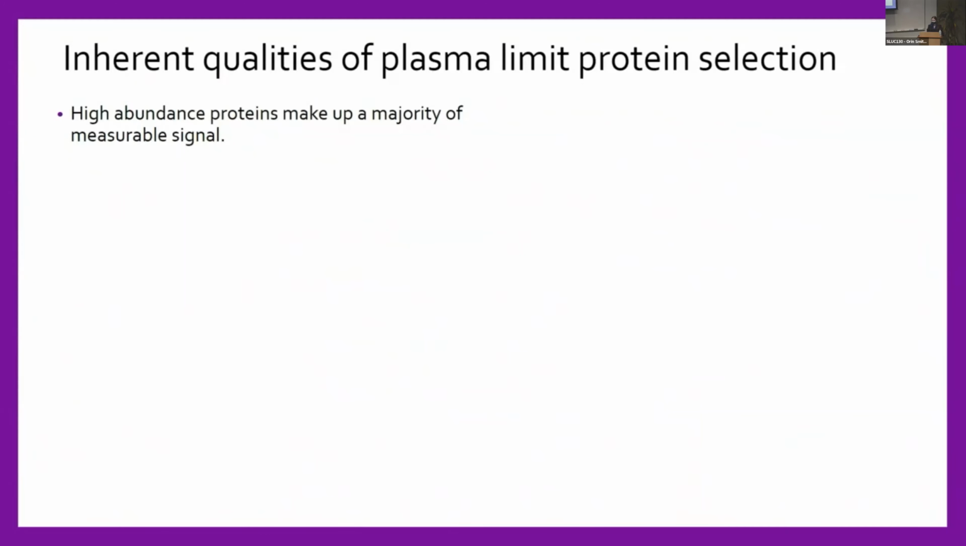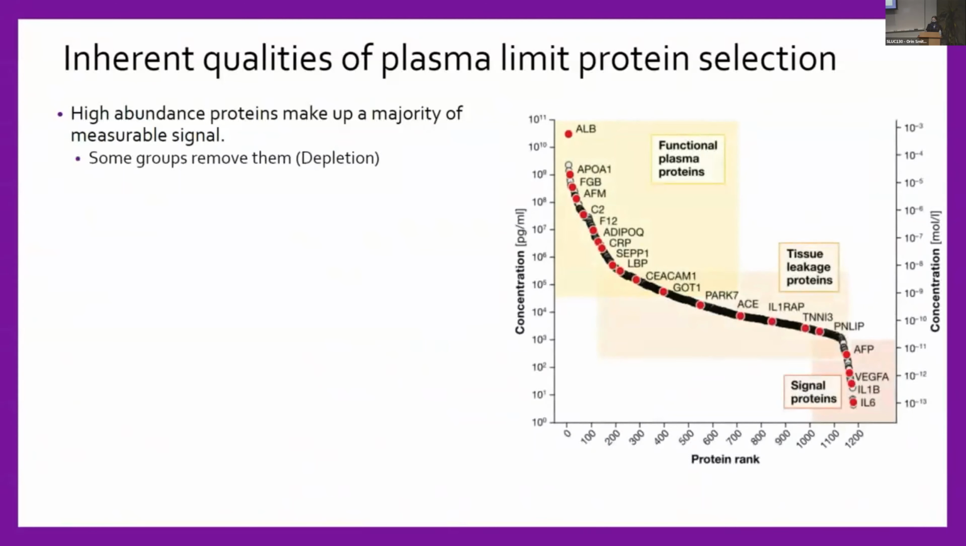So plasma in particular has a bit of a limitation here. High abundance proteins make up the majority of signal in plasma. So this chart is just showing for the majority of the plasma proteome that we know of, kind of what is the scale of abundance. And when you look at this, it may not look like a huge difference, but for perspective, albumin is approximately 10 to the 10th in abundance, while the lowest concentration, IL-6, is a little under 10 to the 1st.